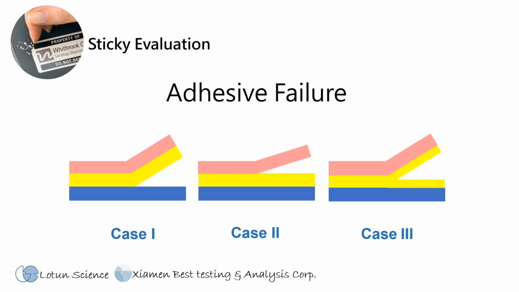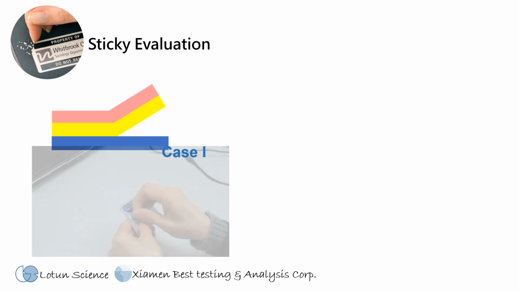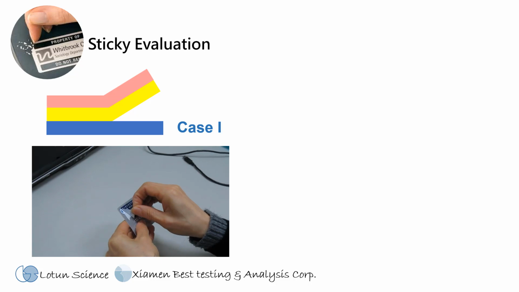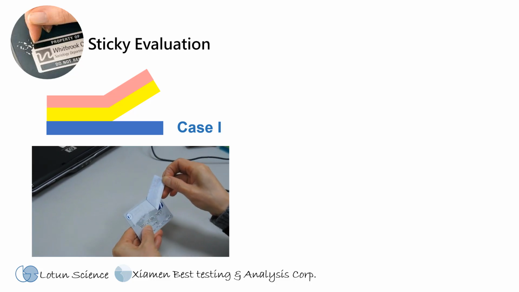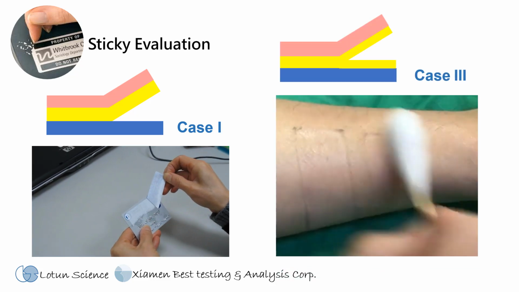There are 4 types of adhesive failure: substrate failure, interfacial failure, cohesive failure, and mixed failure. Substrate failure often occurs with labels. When peeled off, the base material remains stuck. Cohesive failure is common with medical patches, leaving glue on the skin.